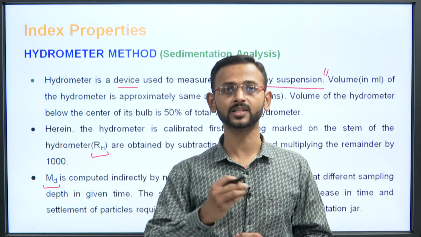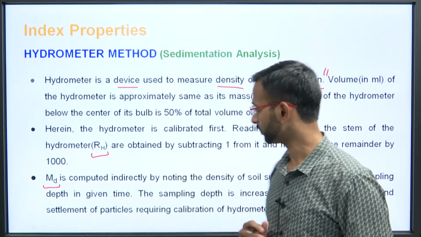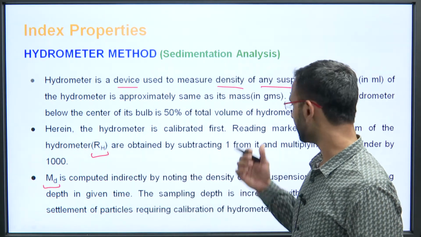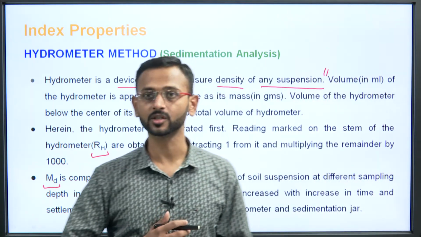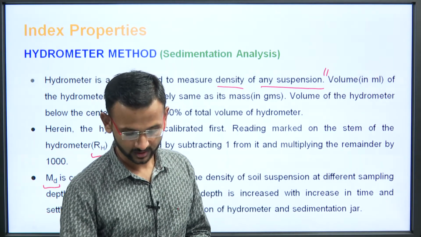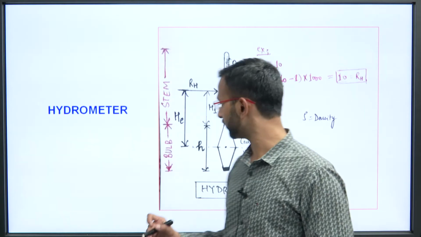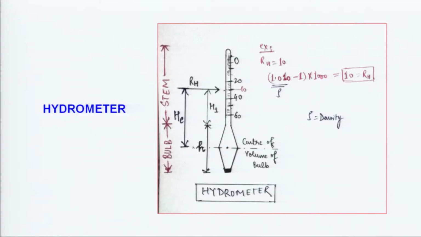As some particles settle, the density of the solution will be changing. The sampling depth is increased with increase in time, and settlement of particles, requiring calibration of hydrometer and sedimentation jar. So let us see here what happens. The very first point that we discussed, if this is the hydrometer, so this volume below the center of the bulb, this is the bulb portion, this one here till this, and this is the stem portion, this upper part.